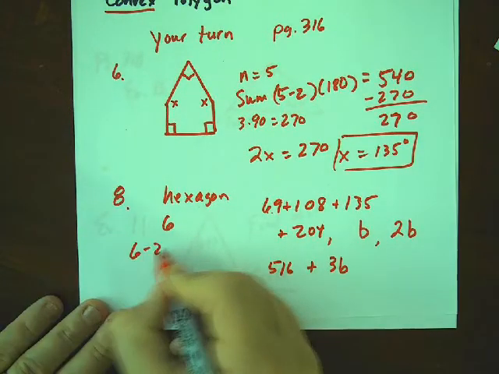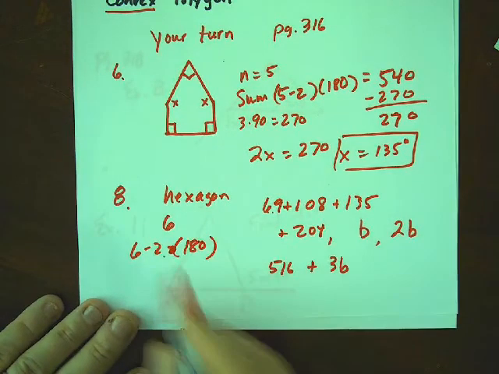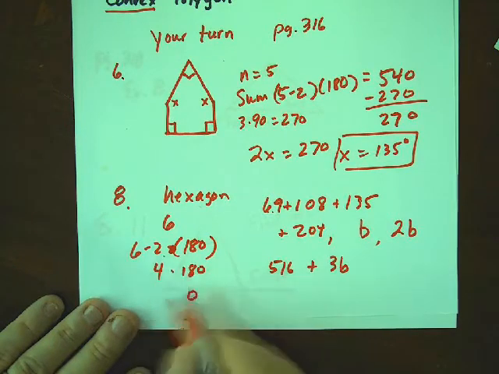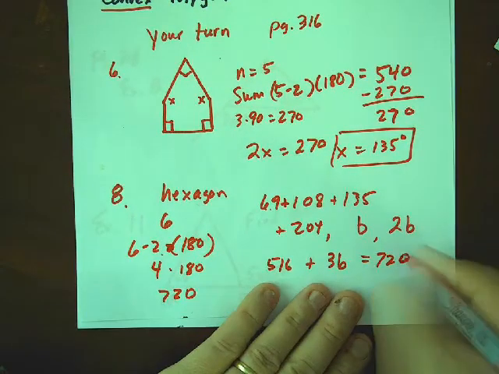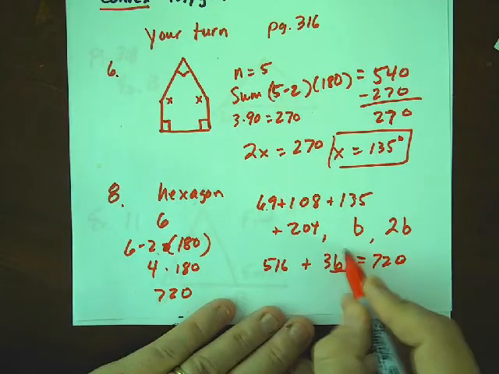We know 6 minus 2 times 180 is 4 times 180, which is 720. So we know this has to be equal to 720. Okay. Now we're going to solve for B. That's our unknown right here.